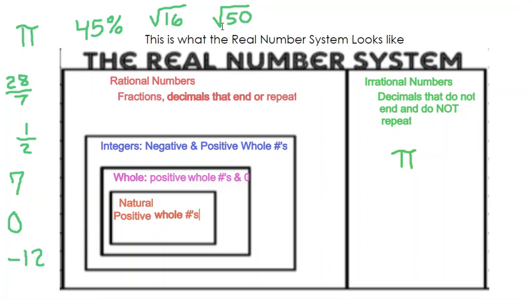Okay, so I have some things over here, and we're going to put them into the right spot where they should go. Pi, we already did. We put that in irrational because it's an irrational number. All right, so let's keep going and figure out some of these other ones.